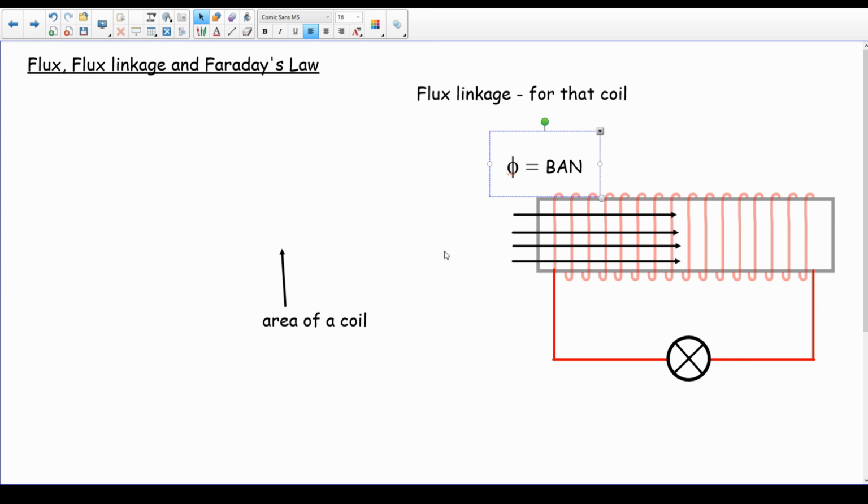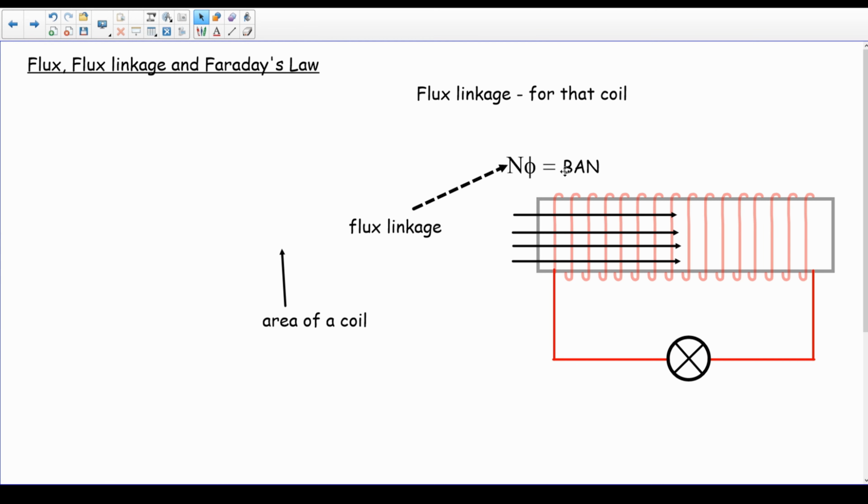Okay, and this is the flux linkage. This is the total flux linkage, and it's written as N phi equals BAN. And this is the flux linkage for a coil. This is the total flux linkage for a series of coils. Not phi. Phi is the flux. N phi. So phi is the flux through a single coil. N phi is the flux linkage for the whole lot of them.